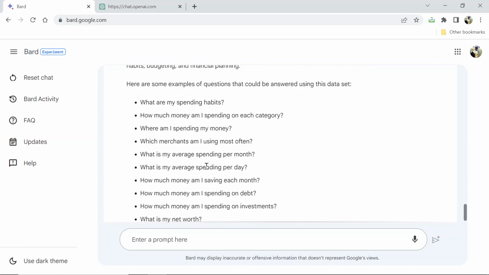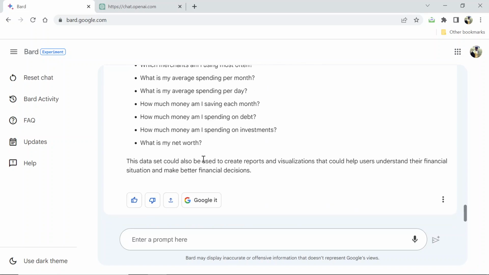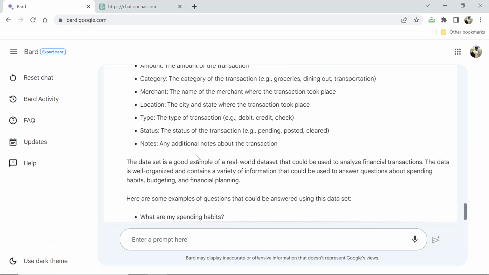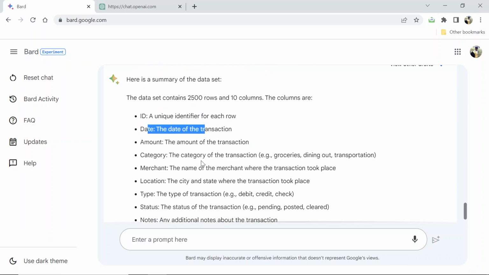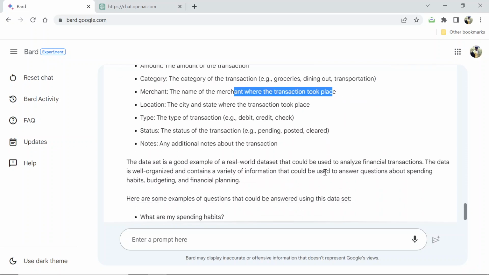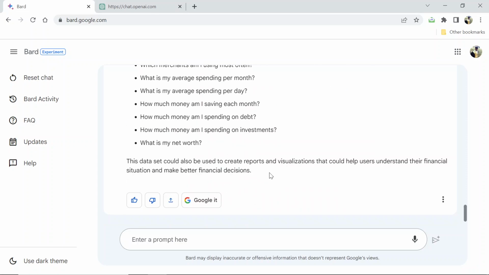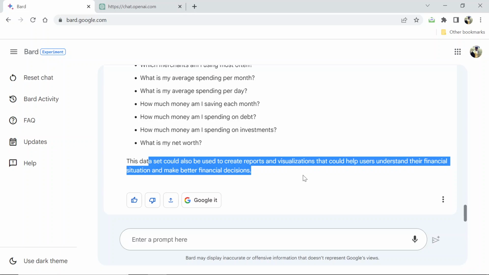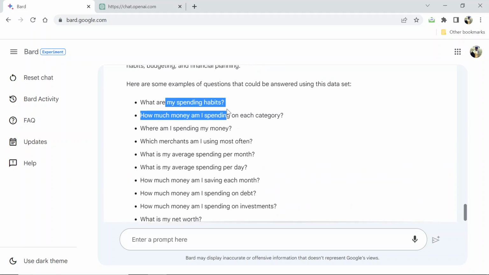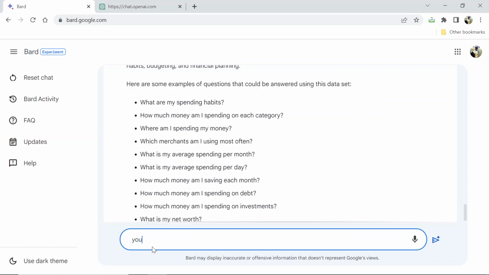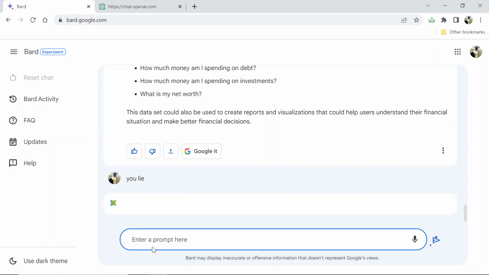This is bad. It is worsening my case. There's no grocery, there's nothing. I don't like this. What are my spending habits? No, you lie. You lie.